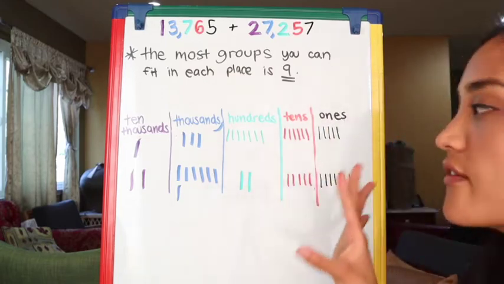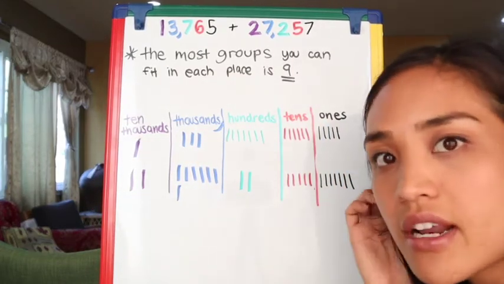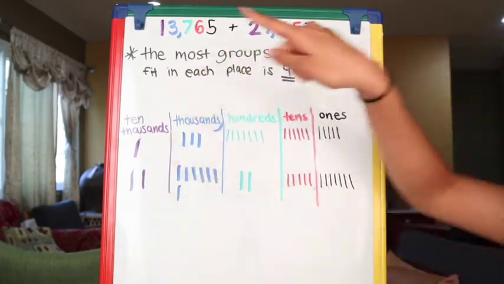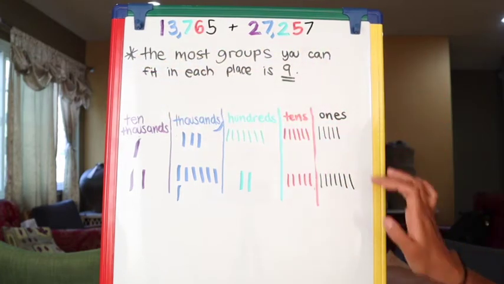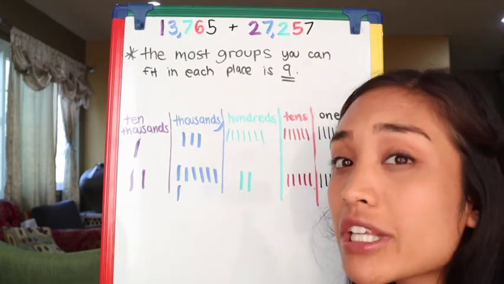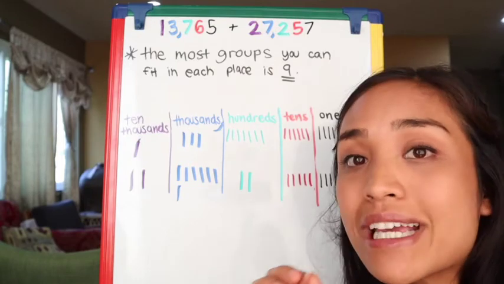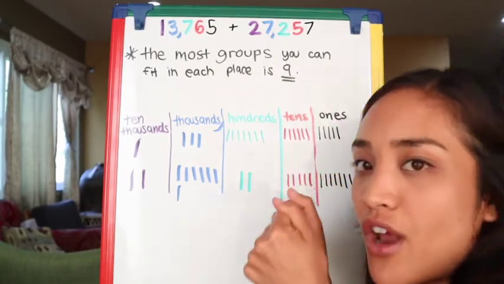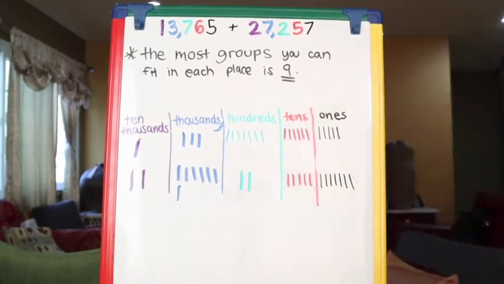Alrighty, this should look very similar to the previous videos that I posted on adding multi-digit numbers. Now this is where this special rule comes in. We're going to add our groups together, but we're going to make sure that there are only 9 or less in each place. Whenever we hit 10, we're going to bundle up that 10 and move it on over to the next place value. I'll show you how that looks.